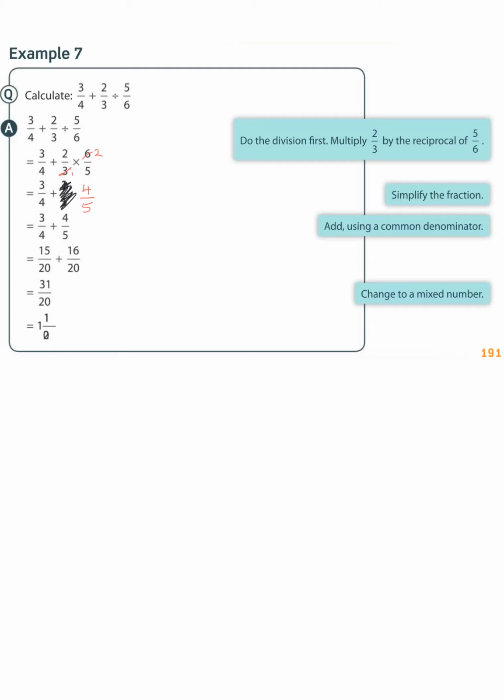Okay. We'll take that away and we'll do this ourselves. Okay, so 31/20. We're going to change that to a mixed fraction. You divide 31 by 20, it goes 1 time. And how many remain is 11/20. So the answer is 1 and 11/20ths.